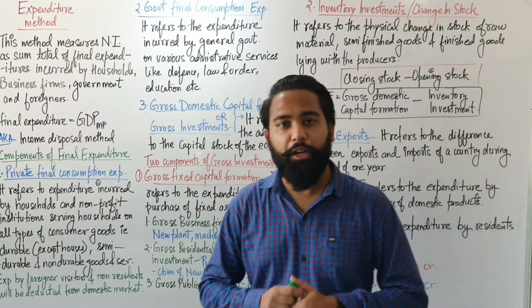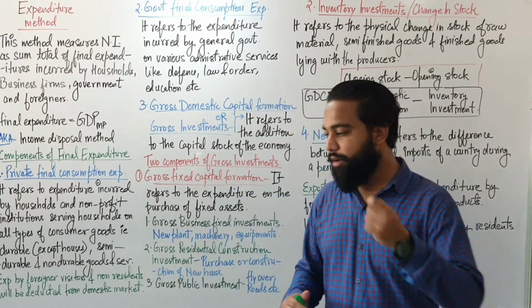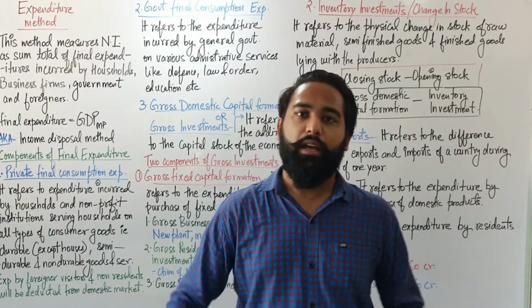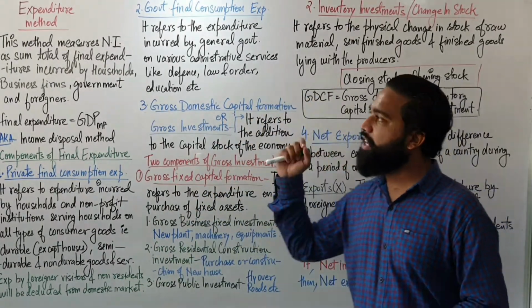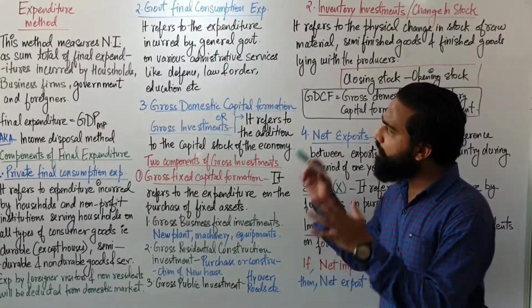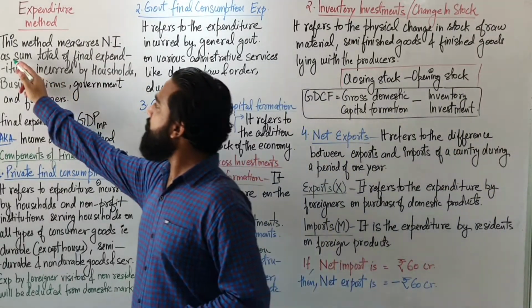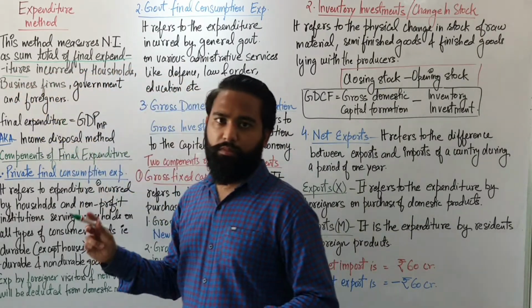Today we are going to continue our third chapter, which is national income. We had completed the value added method and the income method. Today we are going to start our third method, which is the expenditure method. This method measures national income as the sum total of final expenditures.